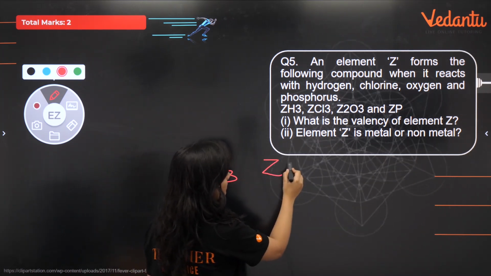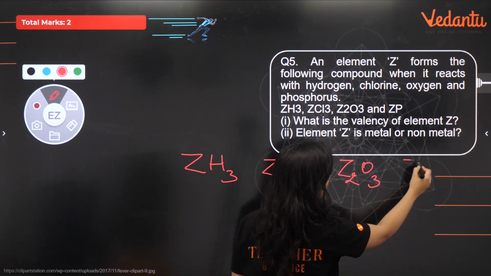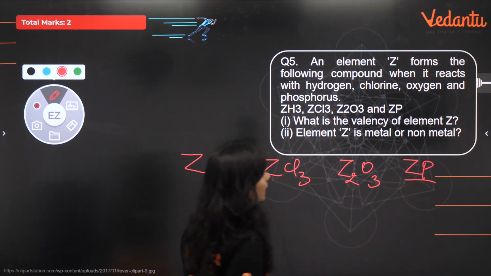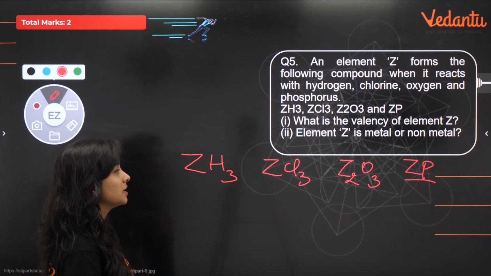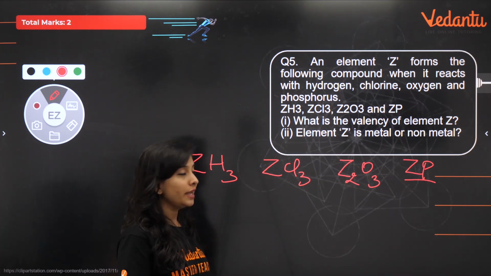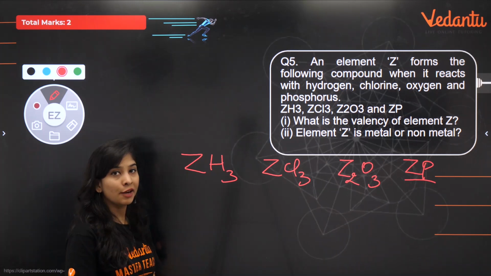ZH3, ZCl3, Z2O3 and Zp. Okay. Now, what is the valency of Z? An element Z is a metal or non-metal? Very good question. So, how can you judge whether this is a metal or non-metal?